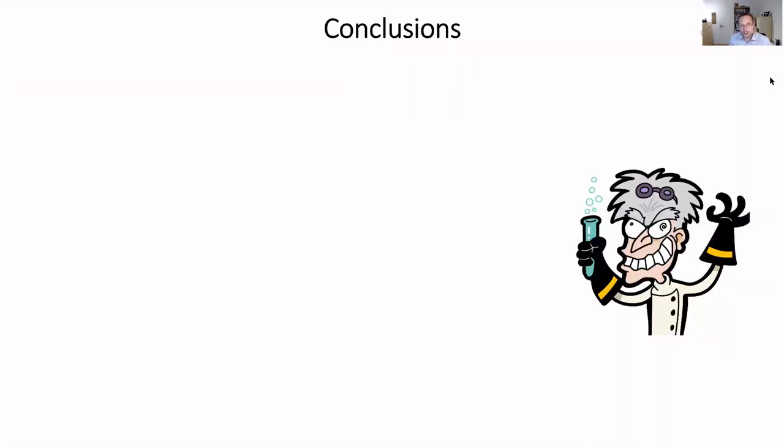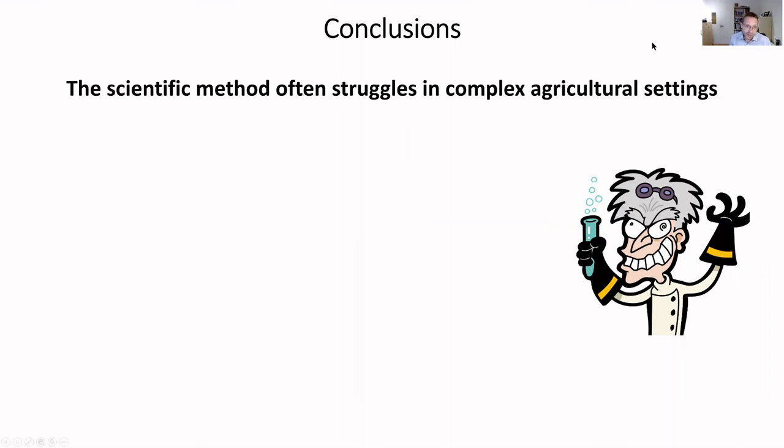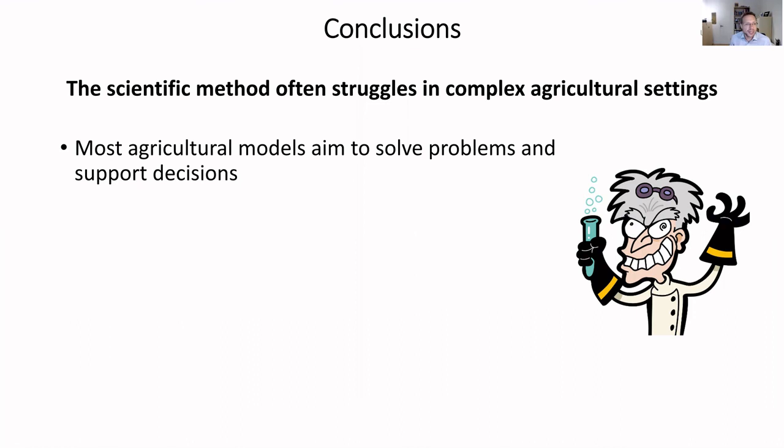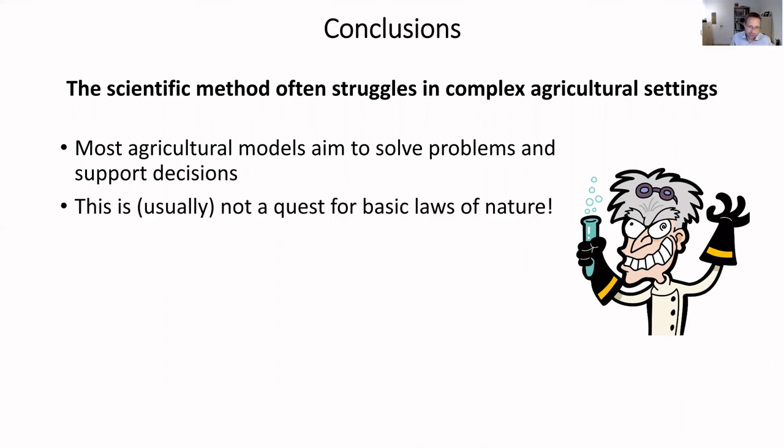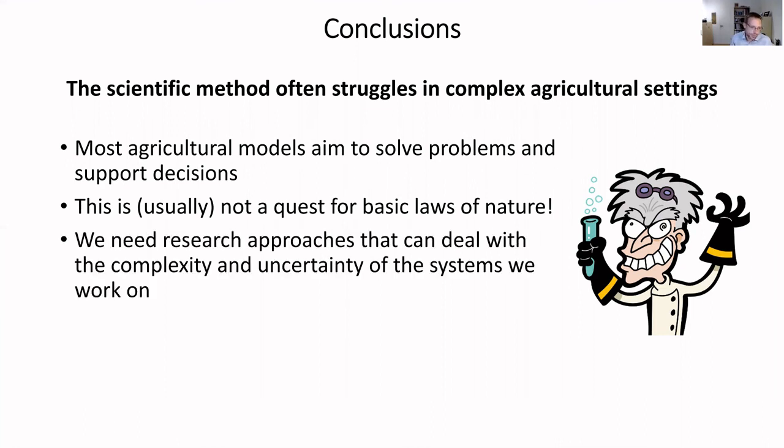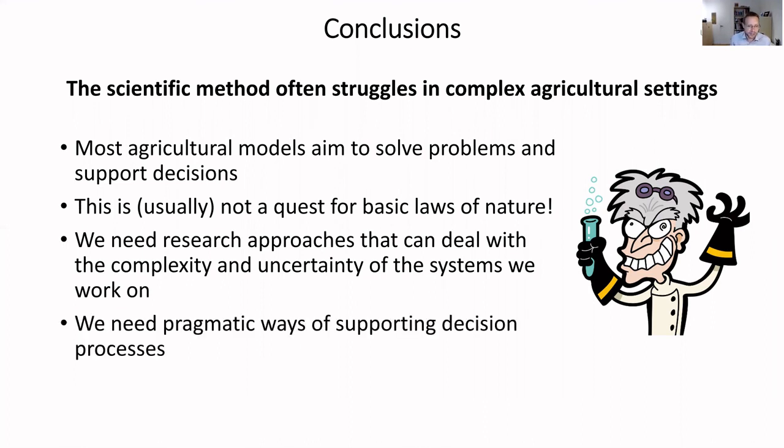So some conclusions. The scientific method, I believe, often struggles in complex agricultural settings. And most agricultural models actually aim to solve problems and support decisions and generate some sort of impact. It's usually not a quest for the basic laws of nature, which means that we need research approaches that can deal with the complexity and the uncertainty of the systems we work on. So pragmatic ways of supporting decision processes.